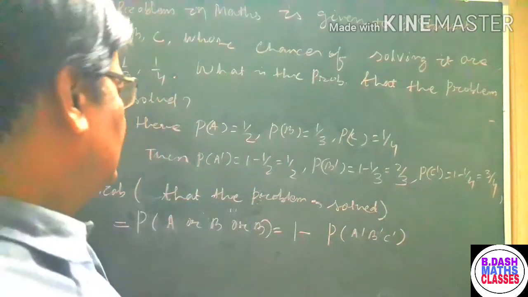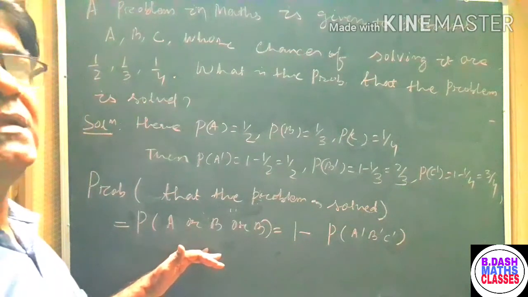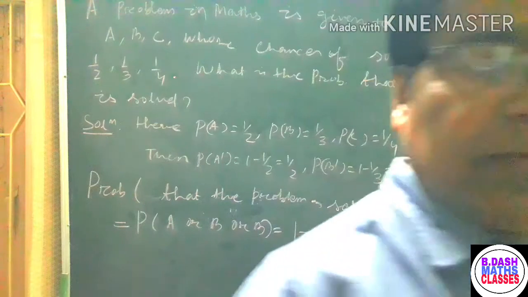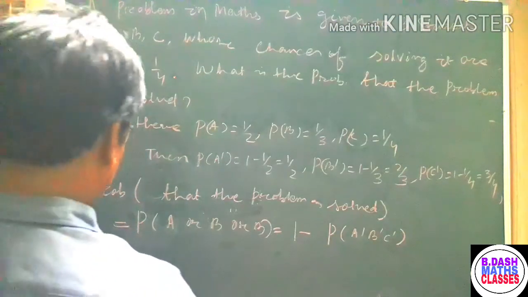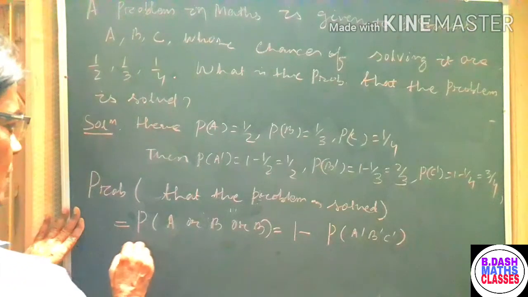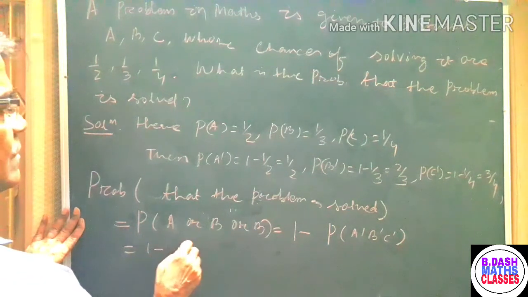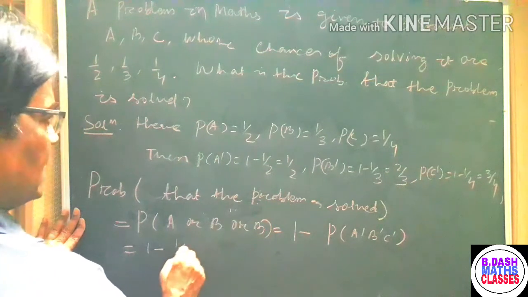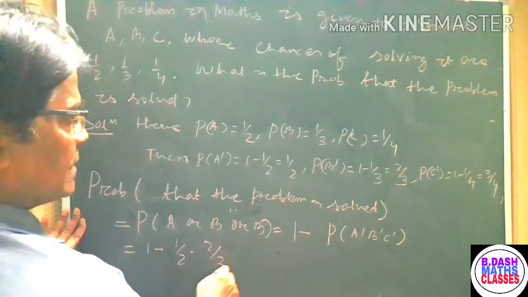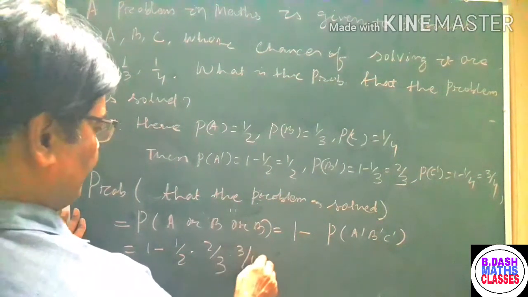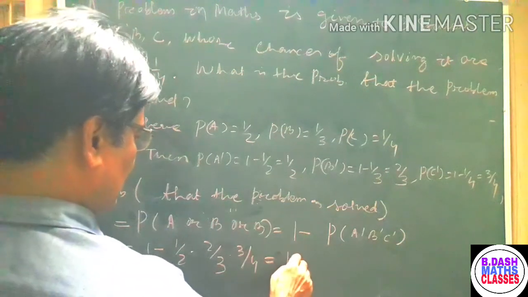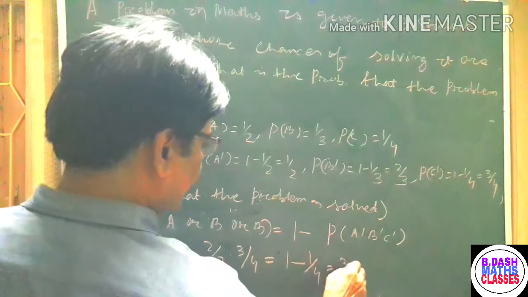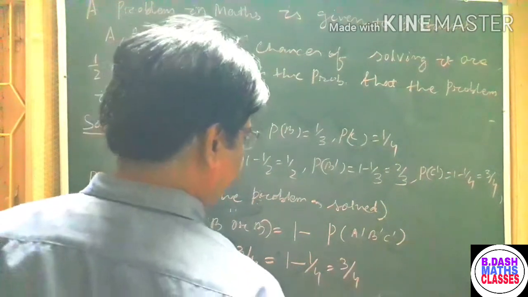That means the total probability is 1. So this is P of A dash, B dash, C dash, which is equal to 1 minus 1 by 2, 2 by 3, 3 by 4. This is equal to 1 minus 1 by 4, which is equal to 3 by 4.